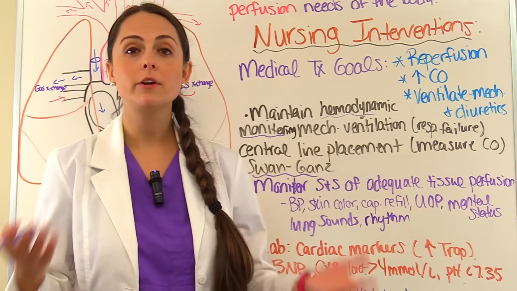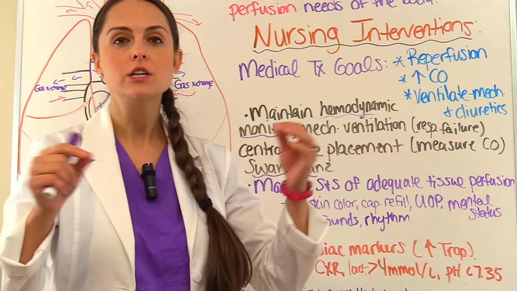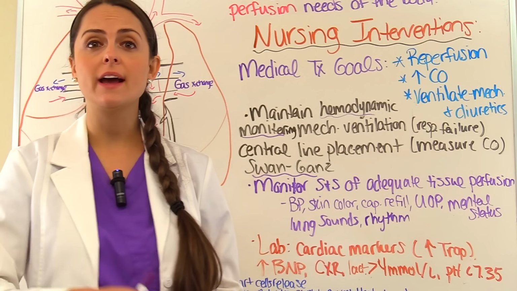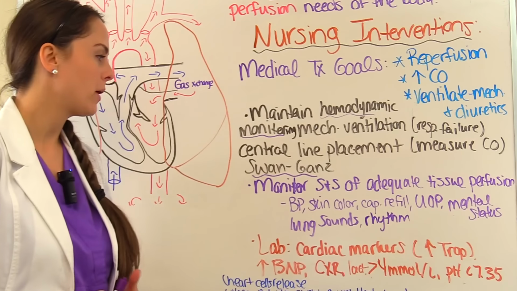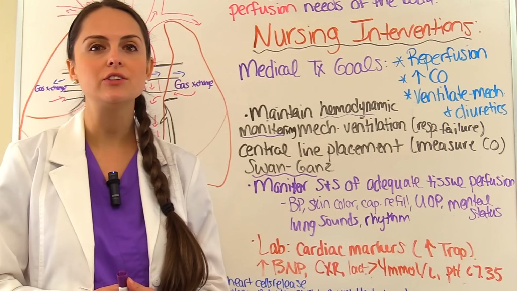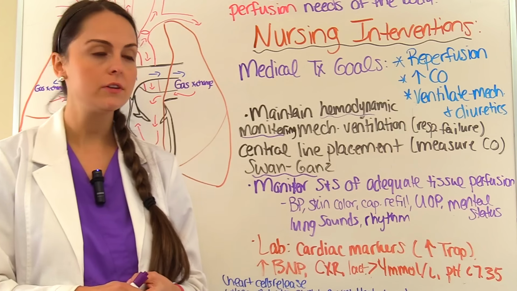In addition, you want to monitor for signs and symptoms of adequate tissue perfusion. And you can look at certain body systems and tell, hey, are they being perfused enough based on our cardiac output? So look at the blood pressure. We want the systolic greater than 90. Skin color, how does it look? Is it pale, cool, clammy? Probably not being perfused very well.